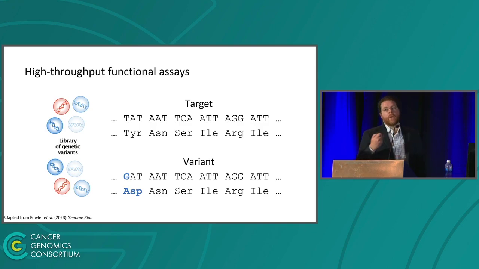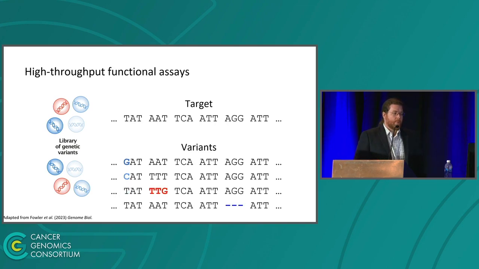But we don't want to just make one variant and test it. We don't want to make 10 variants and test it. We want to make many thousands or even tens of thousands of variants of a gene encoding all possible single amino acid changes in that sequence. And so we can do multiple single nucleotide changes. We can do full codon swaps. We can do in-frame deletions of a single codon.